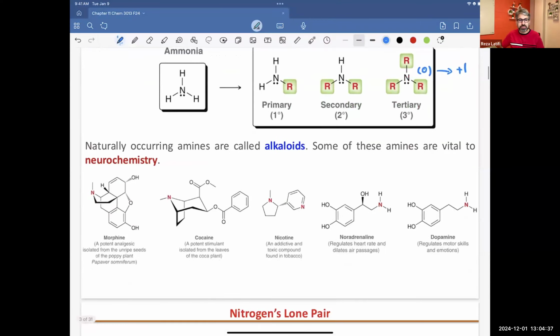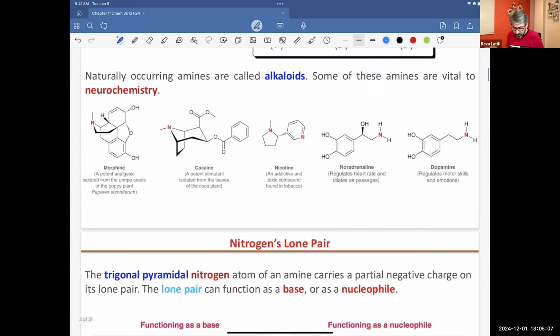And as you see, amine groups are really critical compounds in our body. For example, our body uses them to regulate our heart rate, and also for motor skills and emotions. In medicine, they are used, like morphine, to reduce pain in patients.